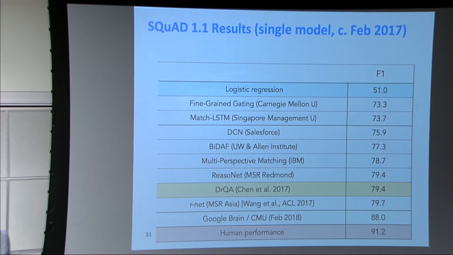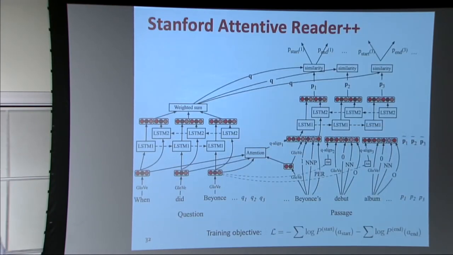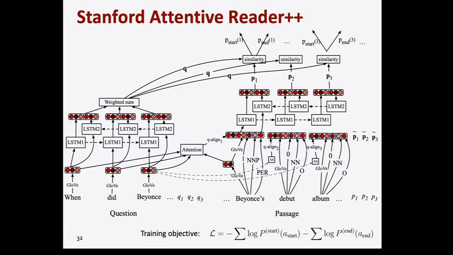So that's a simple system that already works pretty well, but of course you want your system to work better. Danqi Chen did quite a bit of work on that, and so here I'll just mention a few things for Stanford Attentive Reader +++ as to what kinds of things you can do to make the model better. Here's a picture of the improved system, and we'll go through some of the differences.